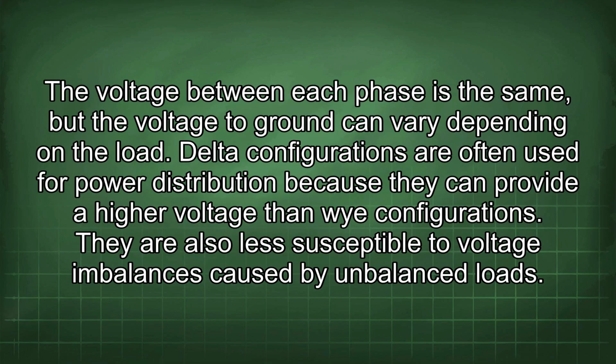The voltage between each phase is the same, but the voltage to ground can vary depending on the load. Delta configurations are often used for power distribution because they can provide a higher voltage than Y configurations. They are also less susceptible to voltage imbalances caused by unbalanced loads.